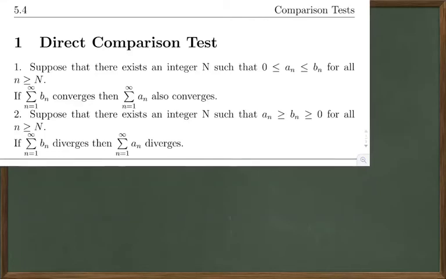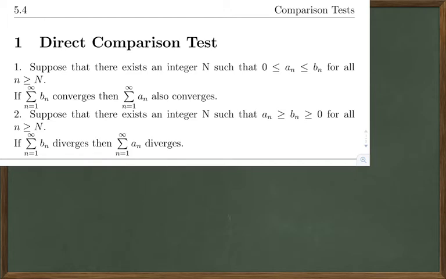Okay, in this video we're going to be looking at comparison tests. We'll be looking at first the direct comparison test and then secondly the limit comparison test. The direct comparison test is a little bit more difficult to use because of how you need to show the relation of one sequence is smaller than another term by term or larger. And the limit comparison test is a little bit easier to use.